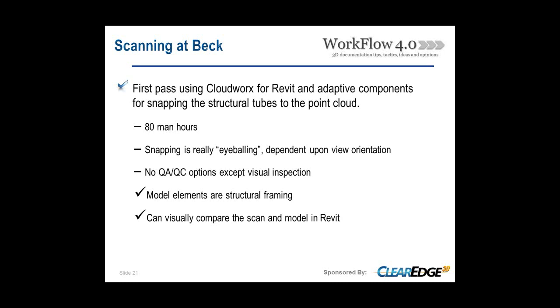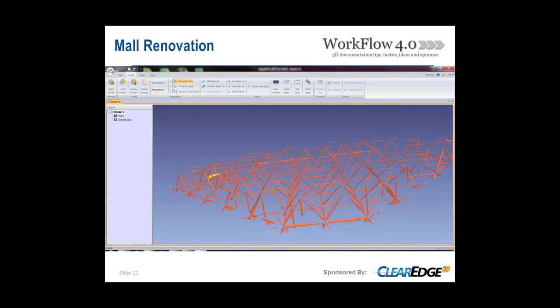And there are some potential issues with this method. We're really eyeballing in Revit to match it up to the scan. It's not perfect by any means, but you can see from the images we did a pretty good job of it. So there are some QA/QC potential issues with this process. And there are some upsides, though. The model elements are at least structural framing category, which is good for documentation, and we can visually compare the scan and the model, which is always good for us.